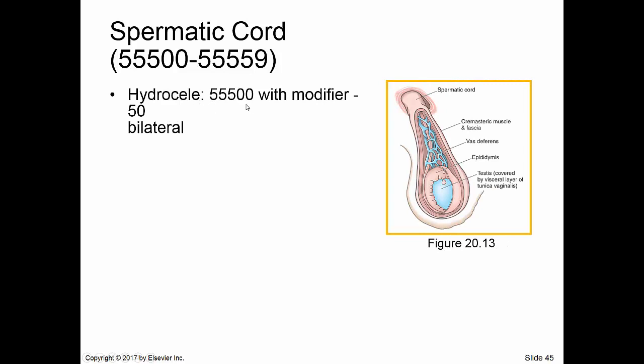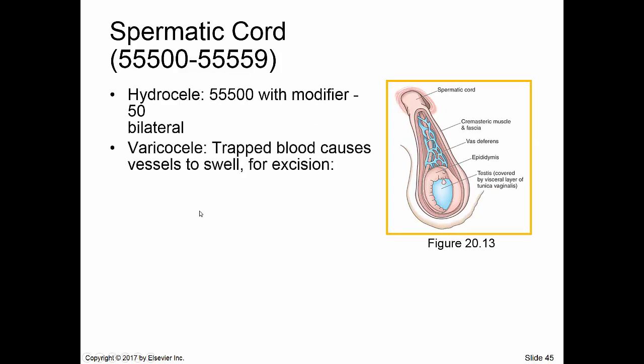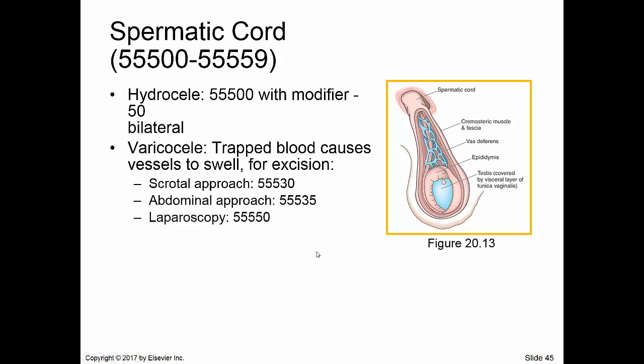Hydrocele 55500 with a modifier 50 if it's bilateral. Sometimes there's trapped blood causing the vessels to swell, and so we'll have to go in and repair those. And again, it depends on your approach. You're going through the scrotal, the abdomen, laparoscopically. Are you excising those? And are you repairing the hernia at the same time? It's going to bundle those two together. So you need to pay attention to that.